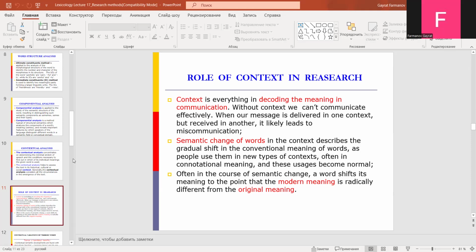Semantic change of words in context describes the gradual shift in the conventional meaning of words as people use them in new types of contexts, often in connotative meaning, and these usages become normal. Often in the course of semantic change, a word shifts its meaning to the point that the modern meaning is radically different from the original meaning.